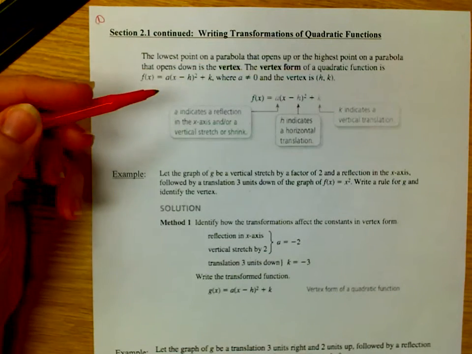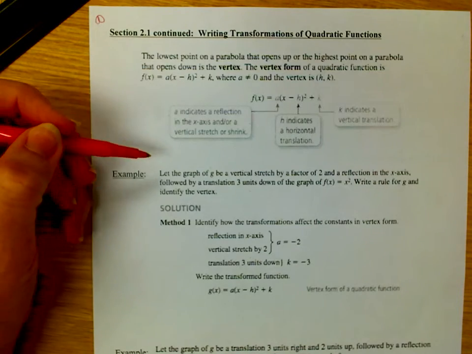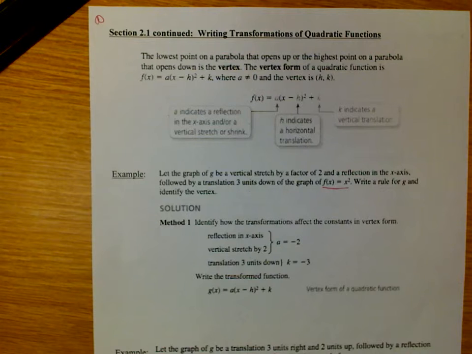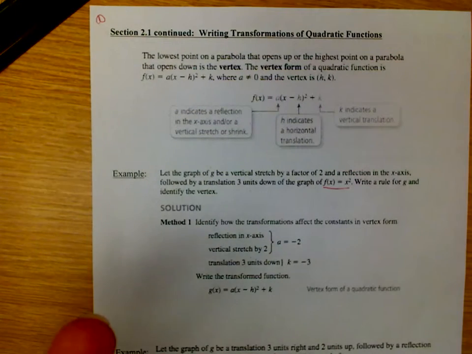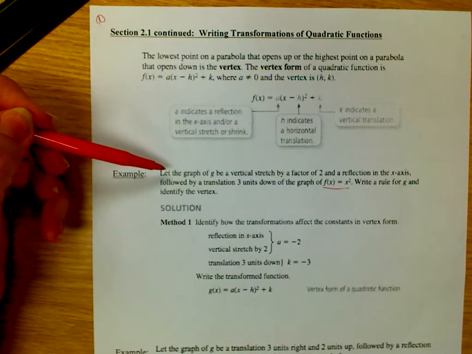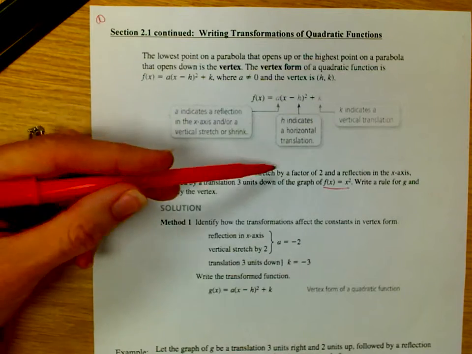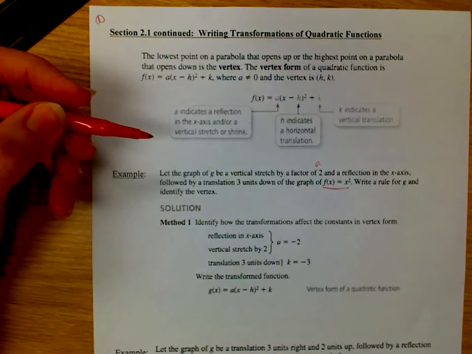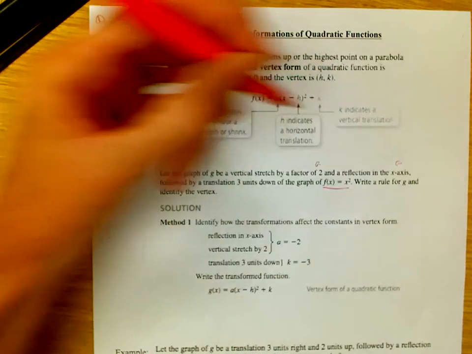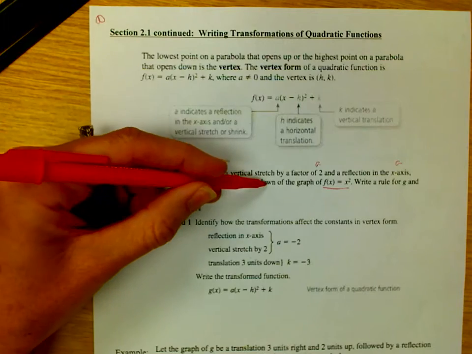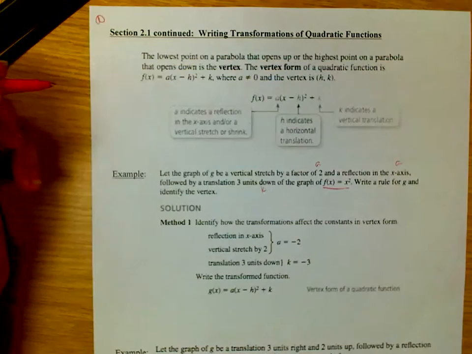Now, if you are starting with the parent function, which is y equals x squared or f of x equals x squared, you can immediately write something in vertex form based on the changes they describe. For example, if you look at this problem here, it says let the graph of g be a vertical stretch by a factor of 2. Okay, well that's going to involve a, and a reflection over the x-axis. That's also going to be something we need to look at for a. Followed by a translation of 3 units down. Okay, well that involves k.